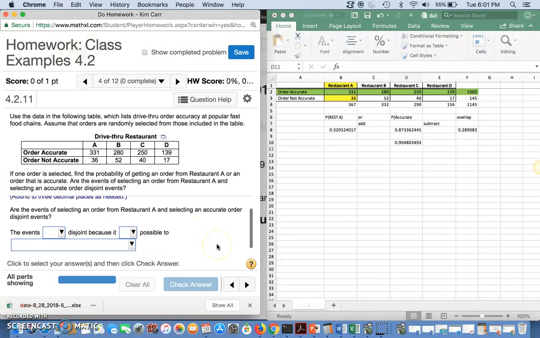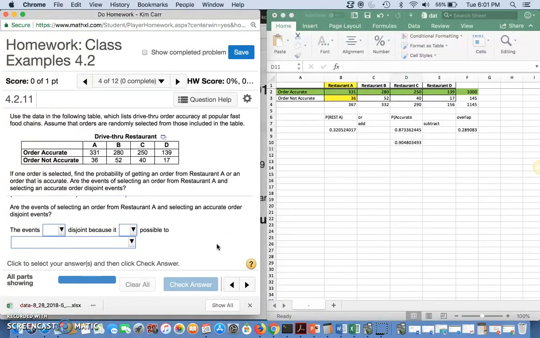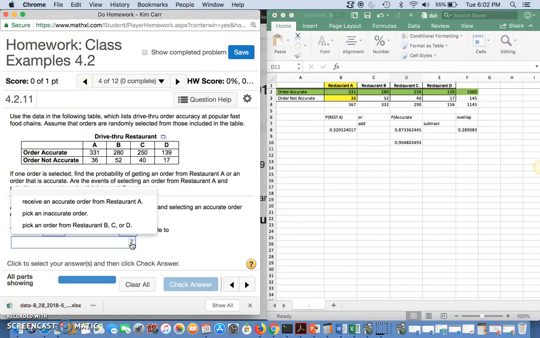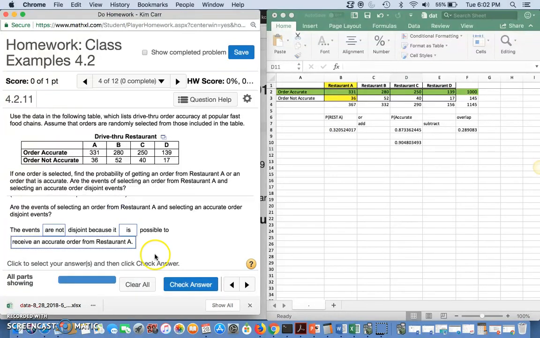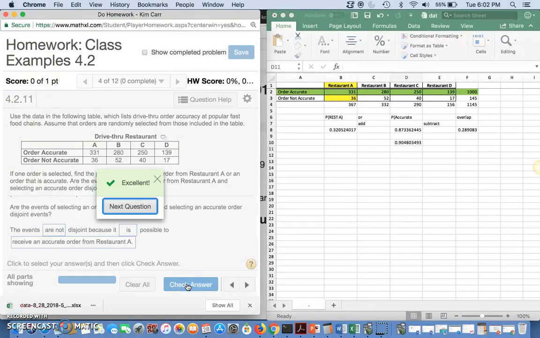Okay. Then it says, are these events of selecting an order from restaurant A and selecting an accurate order disjoint? These events are not disjoint because you see the overlap right there. Because it is possible to receive an accurate order from restaurant A. Okay.